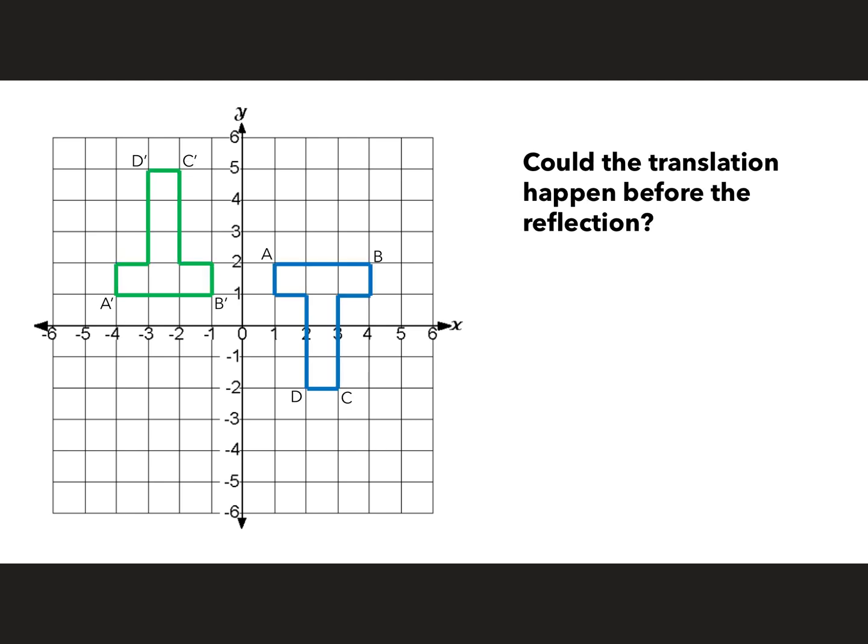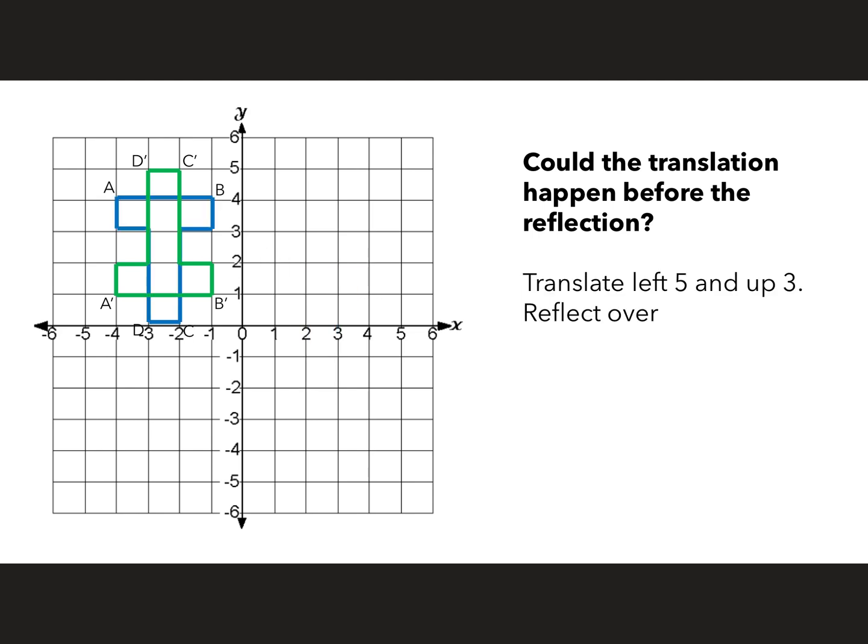Some of you might have said you did the translation before the reflection. Can I do that? Well, let's see. Ooh, that's an interesting shape. I translated the T left 5 and up 3, but now I need to reflect over what? Well, if you look right here, I can put a line of reflection at the 2.5 and flip it over that. Again, that's not something very common if you're an 8th grader versus a 9th grader, but it will do the job. All right, let's go to the next puzzle.